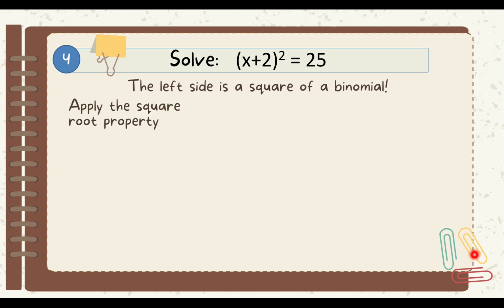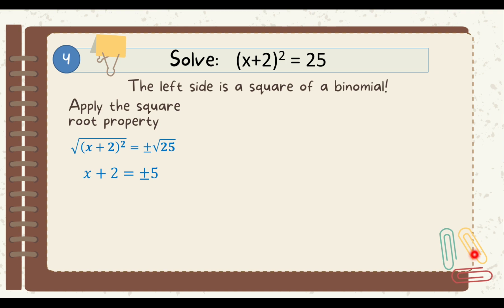Thus, we don't need to isolate because we already have isolated terms. So we apply the square root property, and we take the square root of both sides. The square root of the square of the sum of x and 2 is equal to positive and negative the square root of 25. And when we extract the square roots, we have x plus 2 is equal to, what is the square root of 25? A positive and a negative 5.